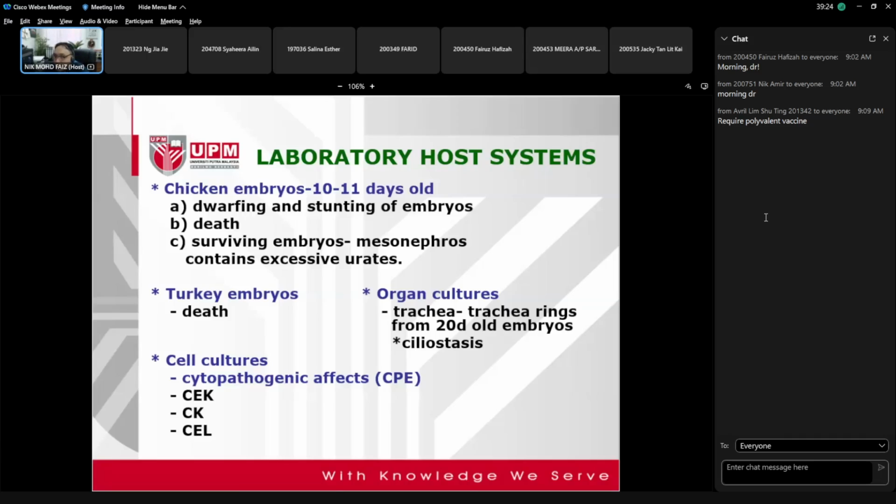You can also infect organ culture, trachea rings, okay, of 20-day-old embryos, and you'll see ciliostasis. So basically, you'll see all the cilia are kind of gone, okay. And then you can also infect it in cell culture. I think you have done this probably. I'm not sure which virus you used for your practical for virology. I think IB should be one of them. Okay, you can grow it in chicken embryo kidney, chicken kidney cells, or chicken embryo liver, and expect to see the cytopathogenic effect.